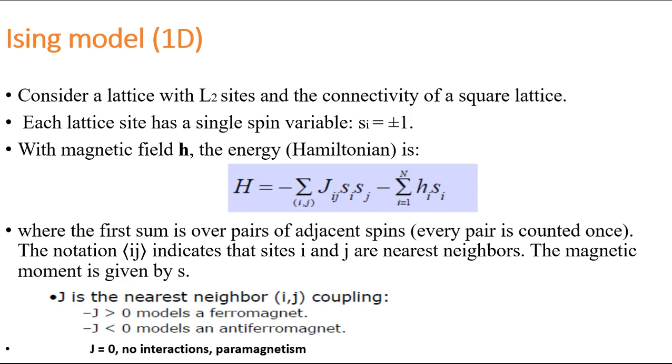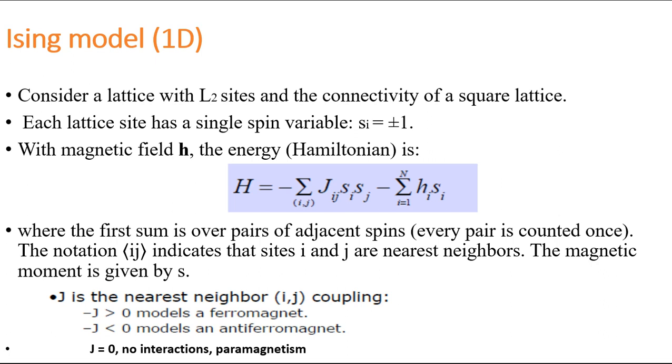The basis of the 1D model is the Hamiltonian. Consider a lattice with L² sites and the connectivity of the square lattice. Each lattice site has a single spin variable ±1, and if we have an applied magnetic field, small h, the Hamiltonian is given as follows. The first term is the Heisenberg energy or exchange energy, and the second one is the Zeeman energy, which tells us about the interaction of the magnetic field h with the spins.